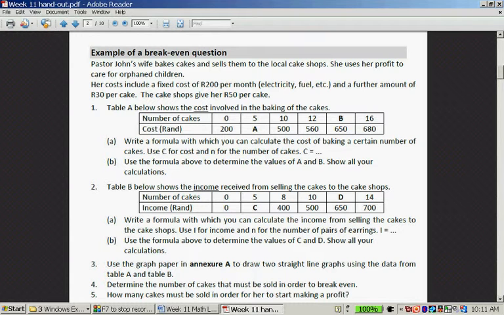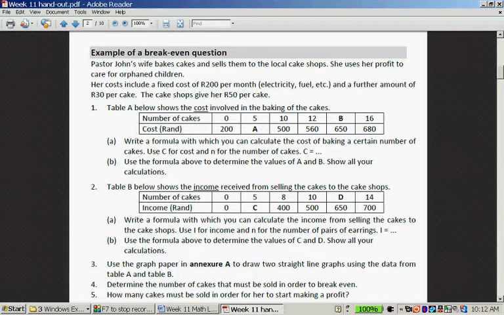The number of cakes are 0 cakes, 5 cakes, 10 cakes, 12 cakes and 16 cakes. Now, because there's a fixed amount attached to this problem, if she doesn't make any cakes, she'll have to pay that 200 rand. Let's say it's for rent of a special oven during a month or something like that. Okay, now if she makes 5 cakes, she will have to pay 5 times 30, which is 150 rand, plus 200, and that's 350 rand.